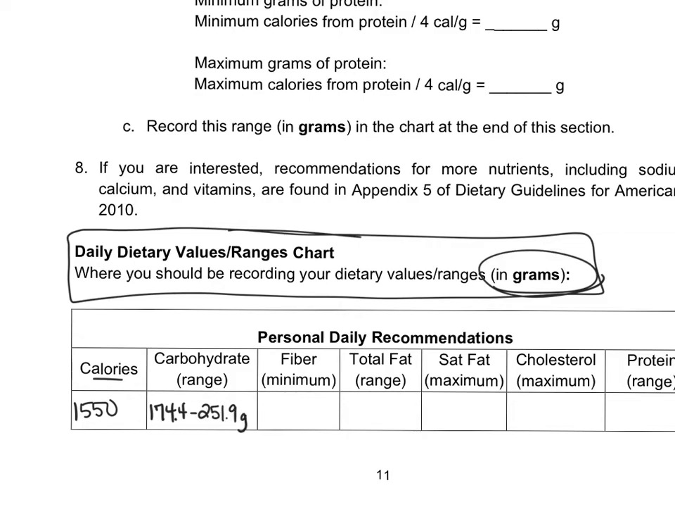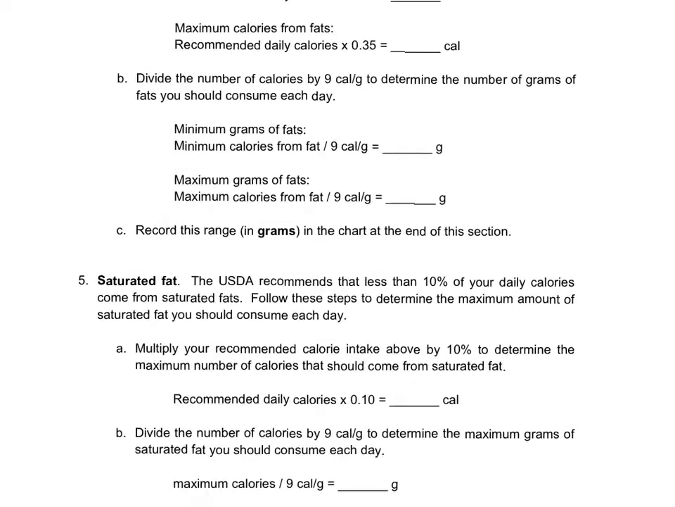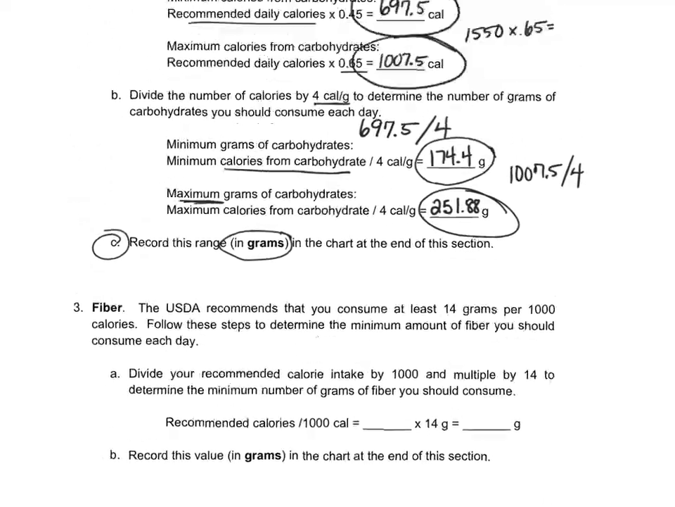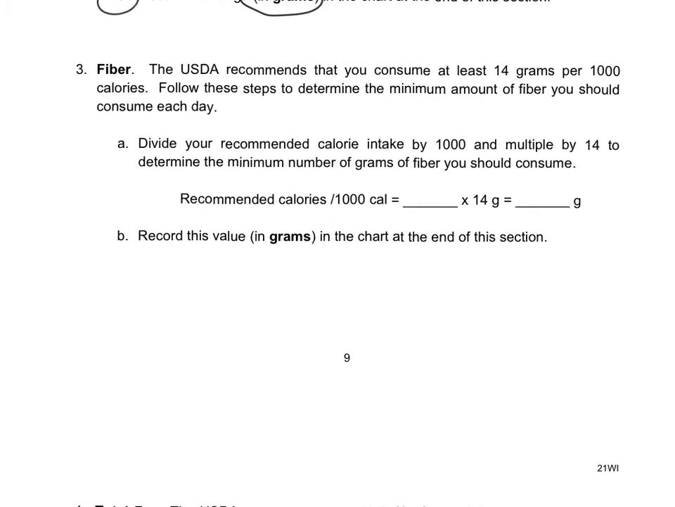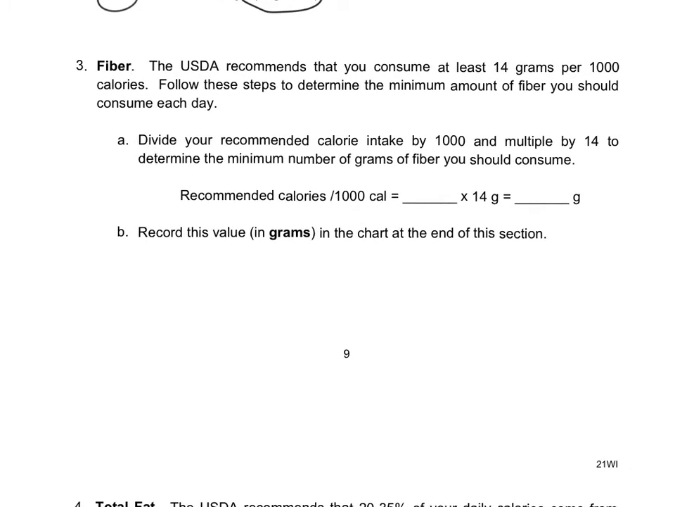All right, so then I would go back up, and we just finished our carbohydrates. So now we're going to move into calculating fiber. Here it walks you through your recommended daily calories, so again, that's my 1550. I divide that by 1,000 calories, which gives me 1.55. Then if I multiply that by 14 grams, I get 21.7 grams.